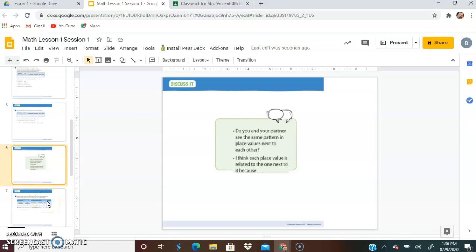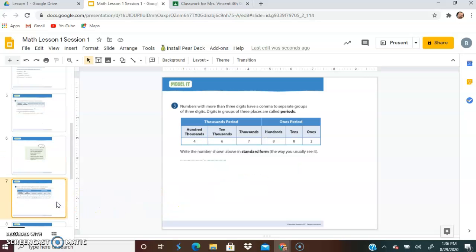Let's go on now. This part right here is what I want to focus on in our discussion. I think each place value is related to the one next to it because it's 10 times as great. That's the relationship that we want to focus on today. Okay, number 3. Numbers with more than 3 digits have a comma to separate groups of 3.